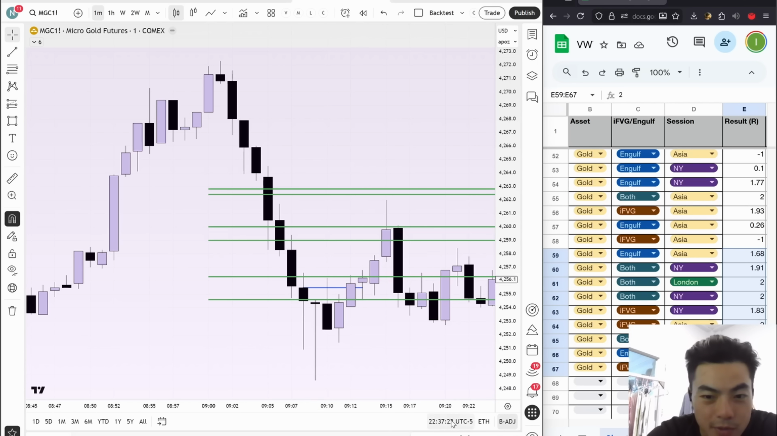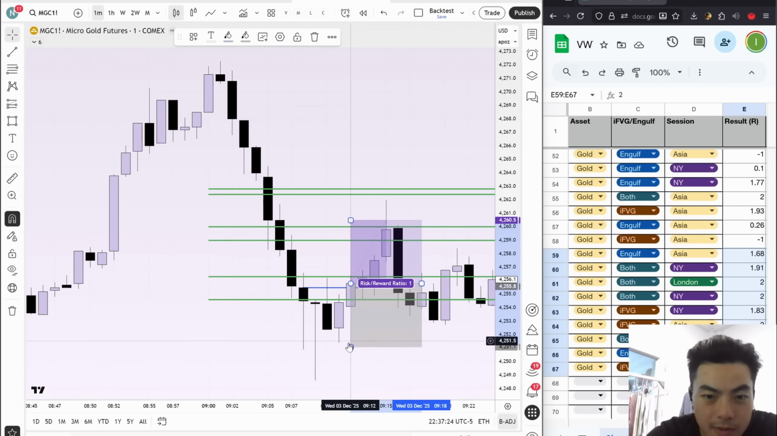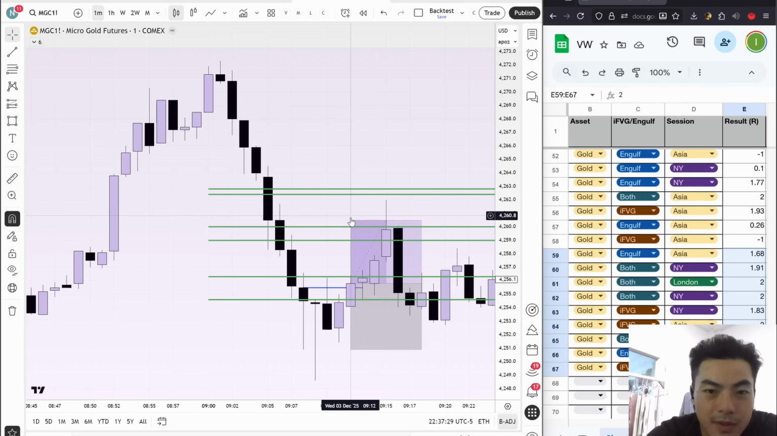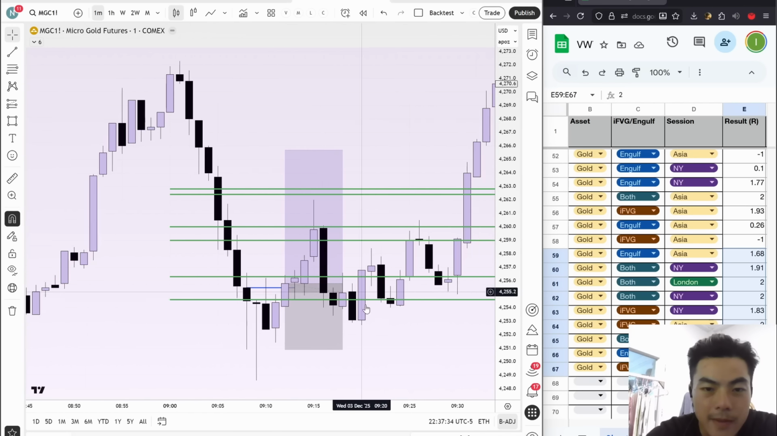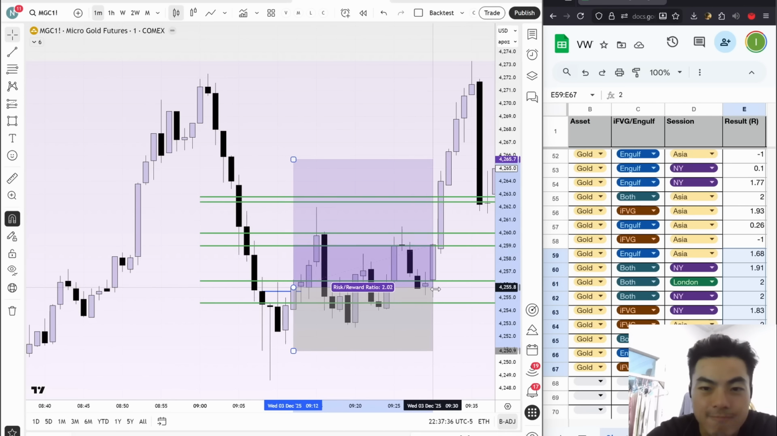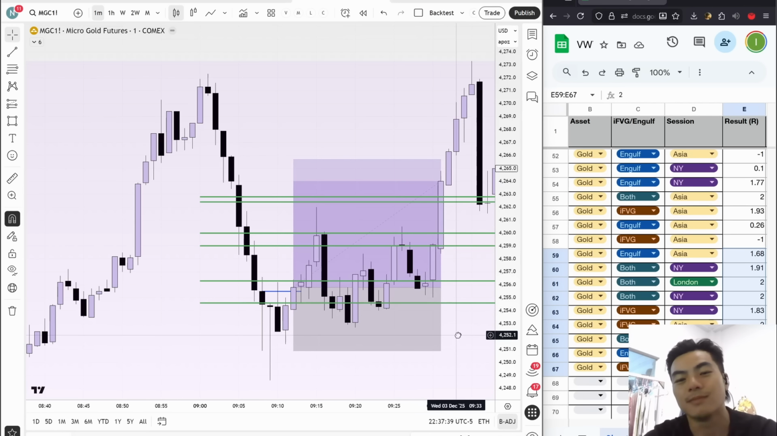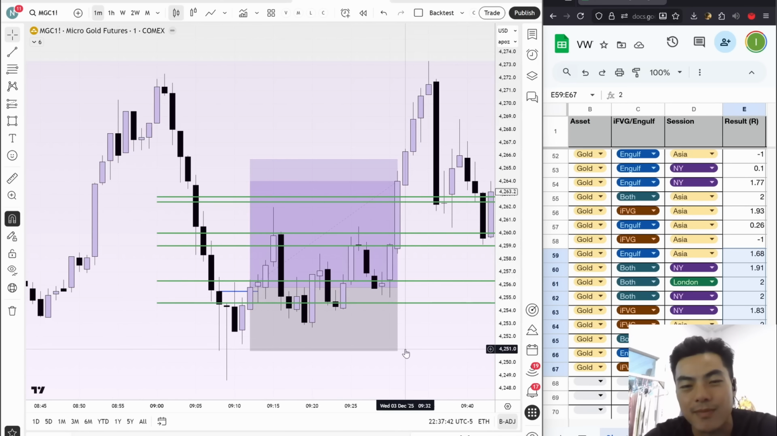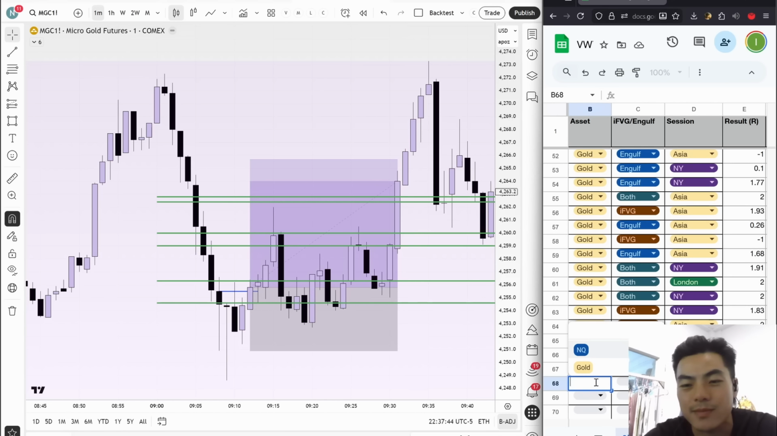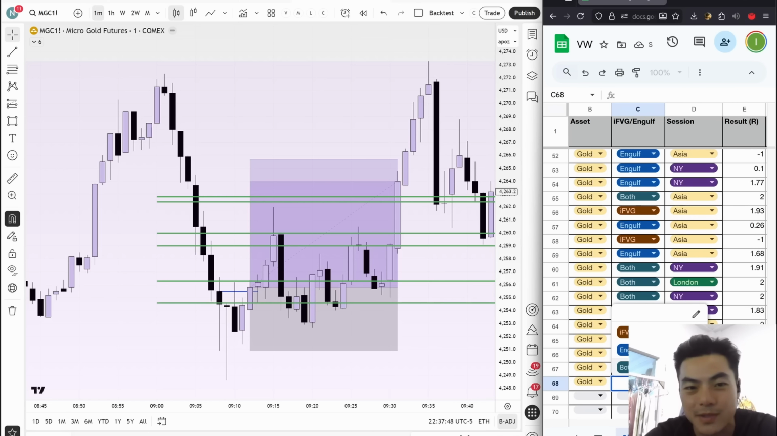So that would be a long entry. I'd go stop below that low. Target these highs. Target 2R. Let's see how it goes. Wow. Another win. Like, what can I say? I really want to see another loss because this is getting a bit ridiculous.